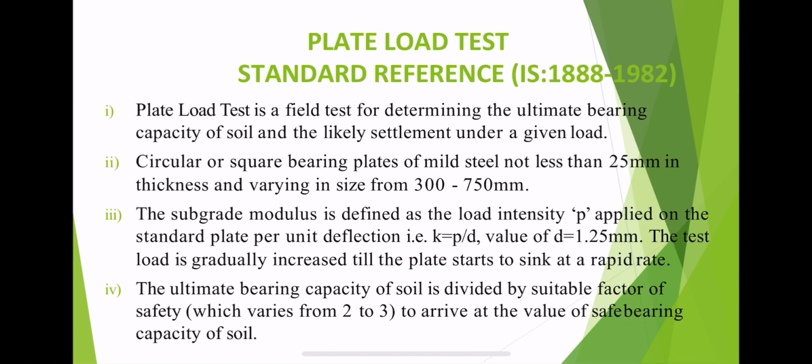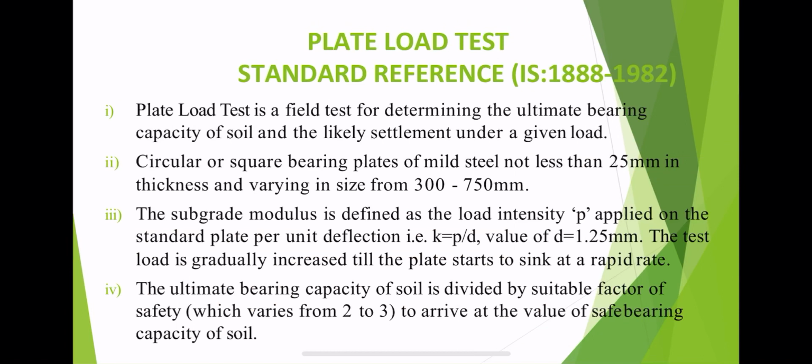Here we are going to use circular or square bearing plates of mild steel for bearing the load, which should not be less than 25 mm in thickness and varying in size from 300 to 750 mm. The subgrade modulus is defined as the load intensity applied on the standard plate per unit deflection. The test load is gradually increased till the plate starts to sink at a rapid rate.